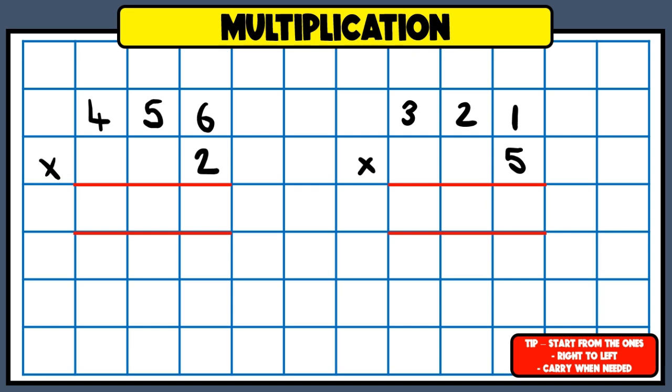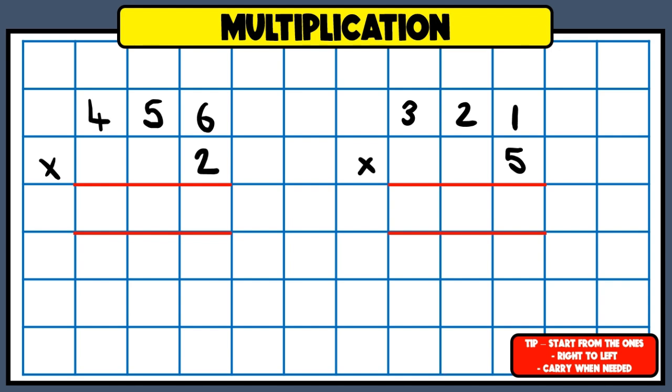Today we're going to be looking at multiplication and division, so let's get straight into it. Okay, so when it comes to multiplying, we always have the bigger number on top and the multiplier at the bottom. So let's have a look at the first one. It seems we have our 2 times table, and for the second one, it seems we'll be working with our 5 times table. So let's start with the first one, 456 times 2.